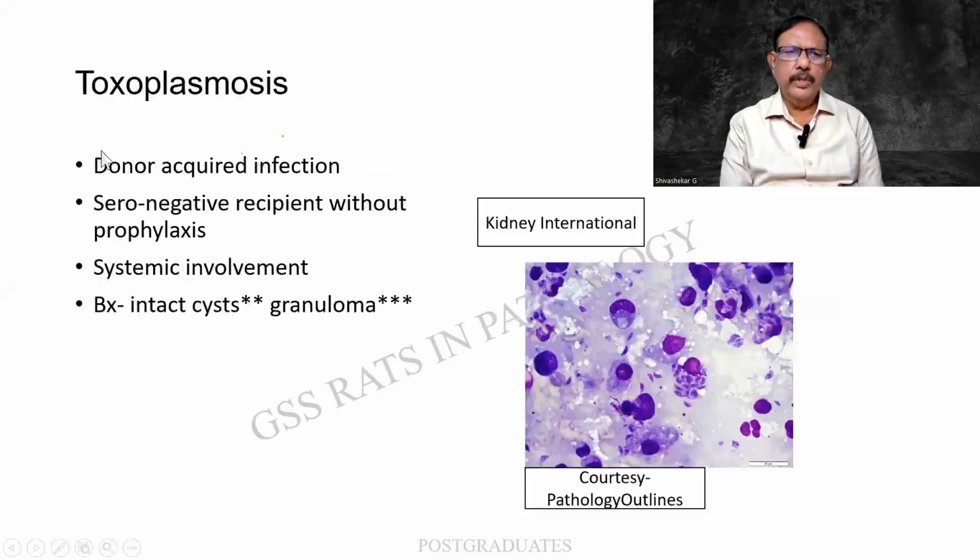Toxoplasmosis from other sources: the donor-acquired infection, seronegative recipient without prophylaxis, and systemic involvement. These are all areas where it has to be ruled out. And in a biopsy, an intact cyst or a granuloma might be seen. Look at this one wherein I am able to see the virus.